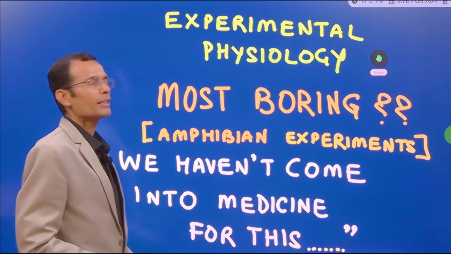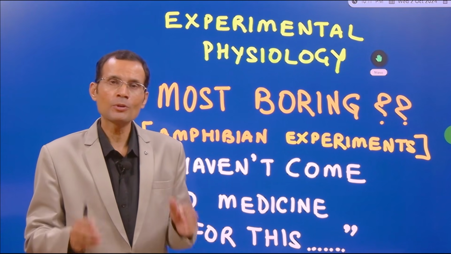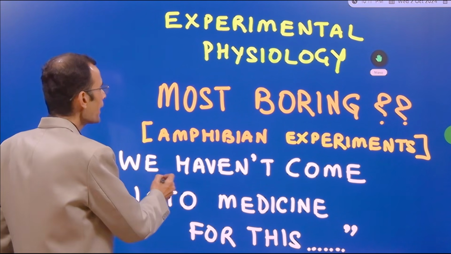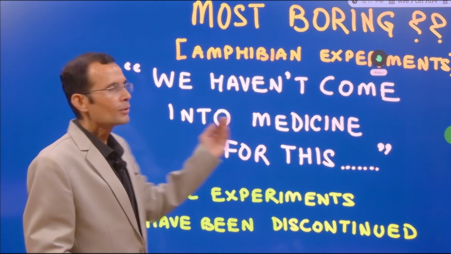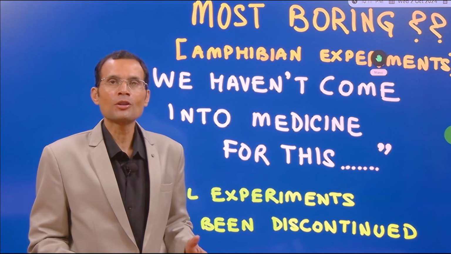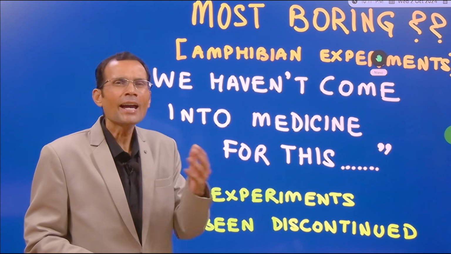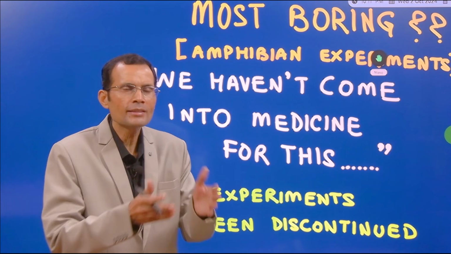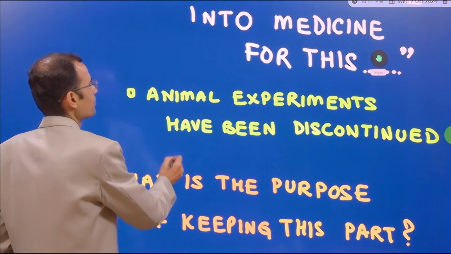It becomes very boring, and these graphs are on amphibian experiments, they are not even on humans. So you might think that we haven't come to medicine for this. We are not becoming doctors for frogs, we are becoming doctors for humans. So why is this being taught to us? Why is this there even in the syllabus? Let me answer this question.